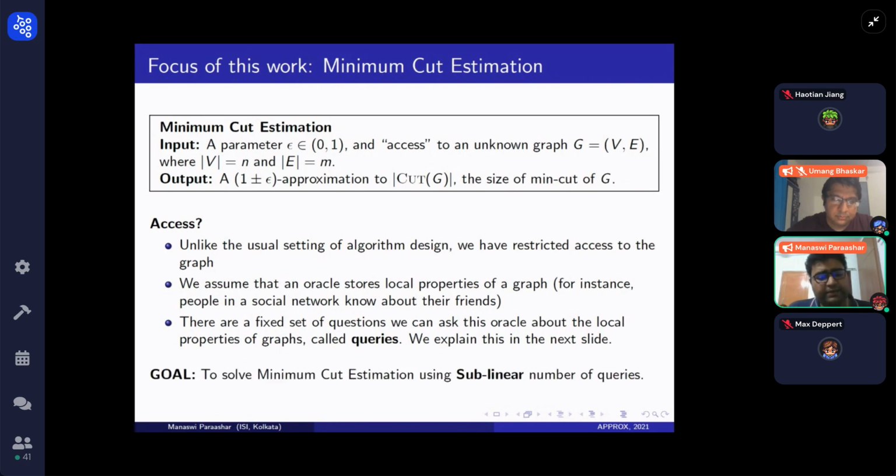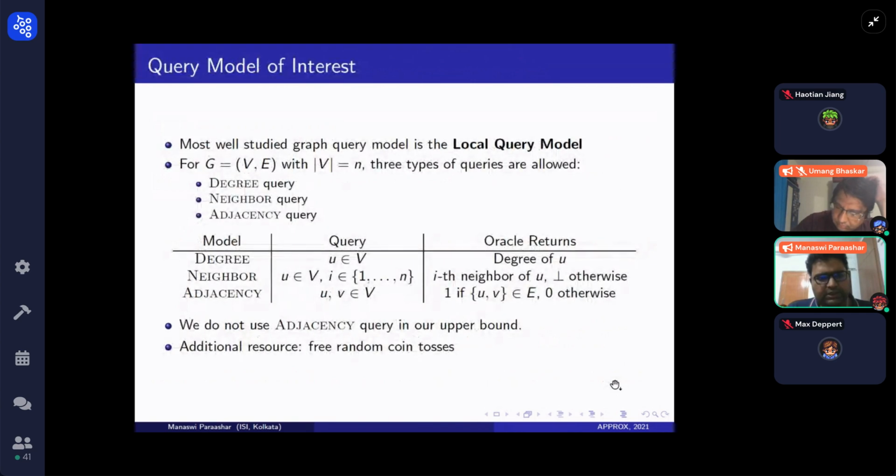And the goal of the algorithm is to solve the minimum cut estimation problem by making a sublinear number of queries, so by making a number of queries which is much smaller than the input size. This will become clear once we look at our results. But the first thing that we need to define is the query model. This is one of the main slides of this talk. In this work, we study the local query model. This is one of the most well-studied graph query models.